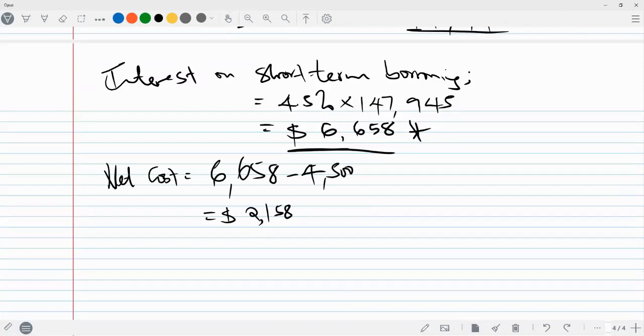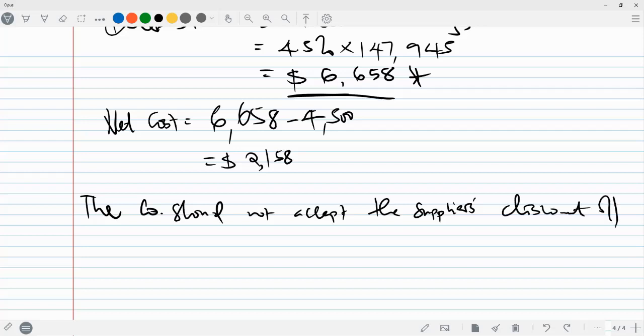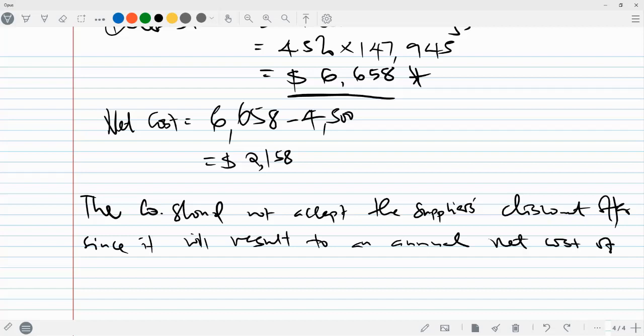Therefore, is this a good proposal? No, because the benefits are lower than the cost. Therefore this is not a good proposal, so don't accept it. The company should not accept the supplier's discount offer, since it will result in a net cost of 2,158 per annum, an annual net cost.